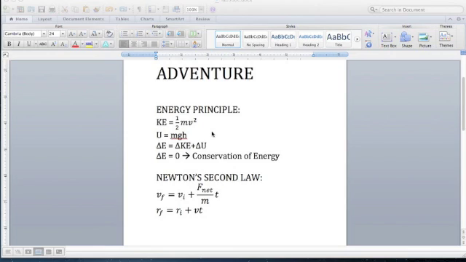Newton's second law states that the final velocity is equal to the initial velocity plus F net over m times t, and the final position is equal to the initial position plus velocity times t. I ran the code predicting the motion of the ball using both the energy principle and Newton's second law, and I then compared them and found that they were very similar, which would make sense since they should both predict the same thing.